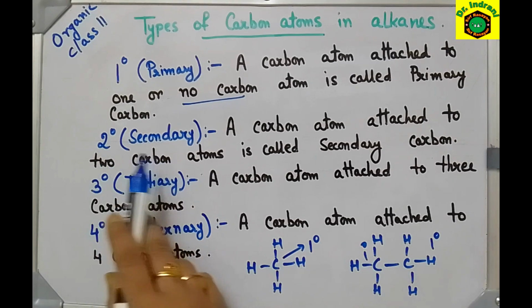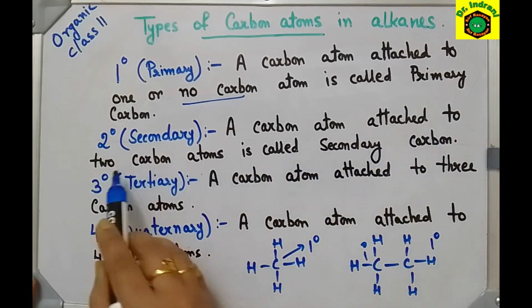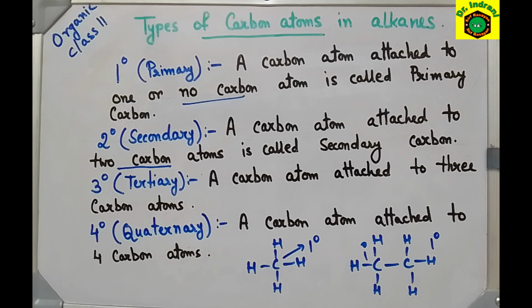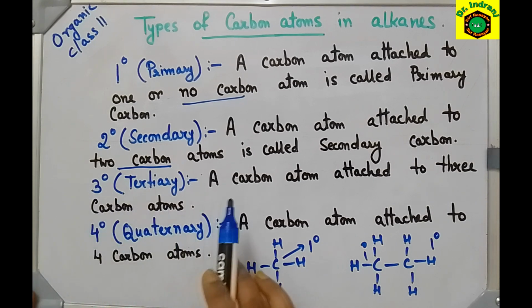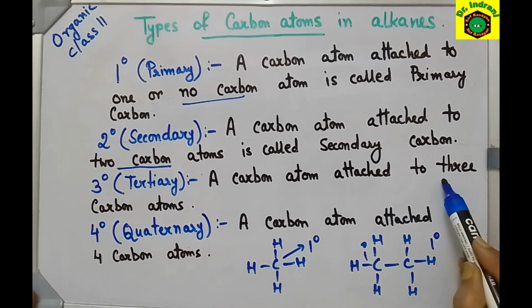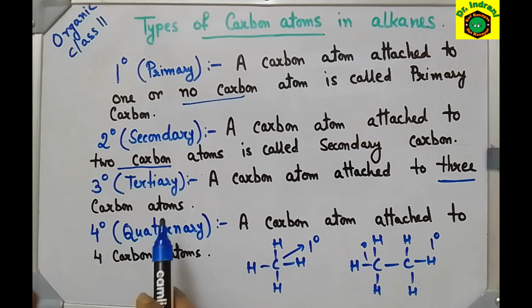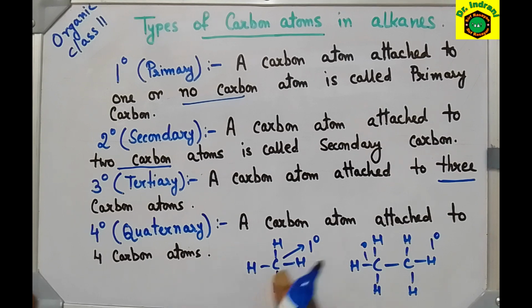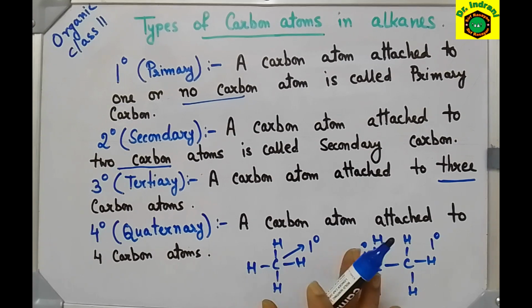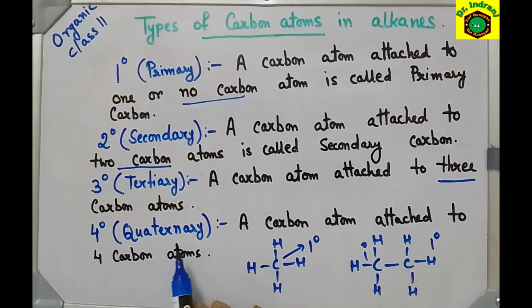Now what is secondary or 2 degree carbon? A carbon atom attached to 2 carbon atoms is called secondary carbon. What is tertiary carbon or 3 degree? A carbon atom attached to 3 carbon atoms is called tertiary carbon. And what is quaternary or 4 degree carbon? A carbon atom attached to 4 carbon atoms is called quaternary carbon. Now remember, the hydrogen atoms attached to 1 degree, 2 degree, 3 degree carbon atoms are called 1 degree, 2 degree, 3 degree hydrogen atoms respectively. For quaternary carbon, no hydrogen atom is attached.